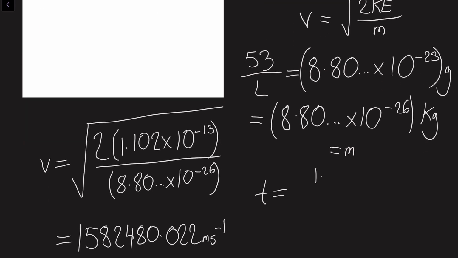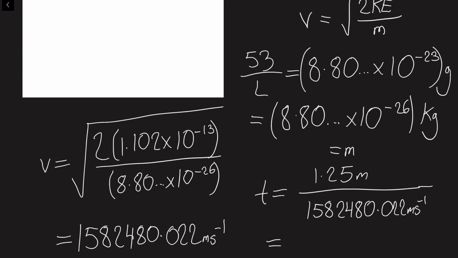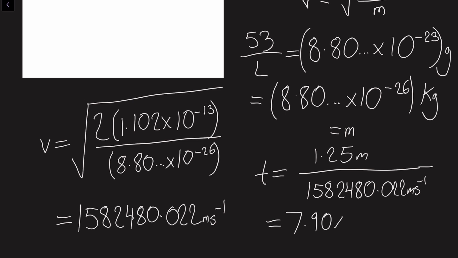So the answer to this is 1.25 all divided by the velocity we have there. And this gives us an answer of 7.90 times 10 to the minus 7 seconds. And this is correct to 3 significant figures. So this is the final answer.